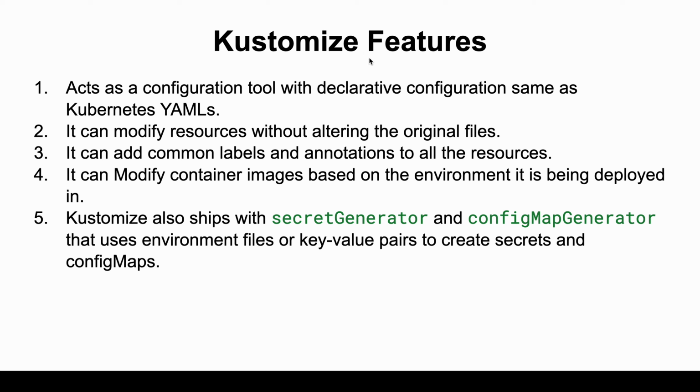After this, we have a slide of why to use Kustomize, what are the features they provide. So Kustomize, I have already told that it's a configuration tool with declarative configuration, same as Kubernetes YAML manifest file. So declarative configuration here simply means that we are declaring everything we want in a YAML manifest file, and according to the declaration we have done, we are getting the desired output.